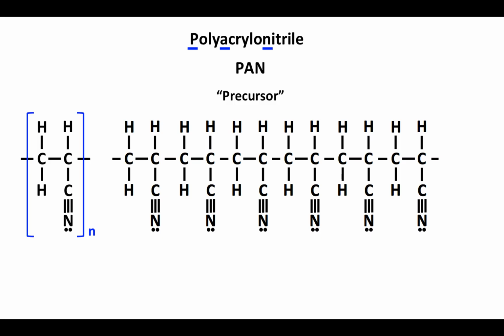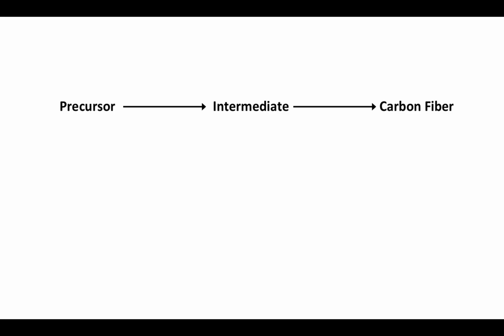And this is the precursor for most carbon fiber products. The precursor goes through several stages, the first of which is called carbonization, and that forms an intermediate, and then graphitization to form the carbon fiber, which is going to be graphite or graphite-like, and both of these processes are done at high temperature and require quite a bit of heat.